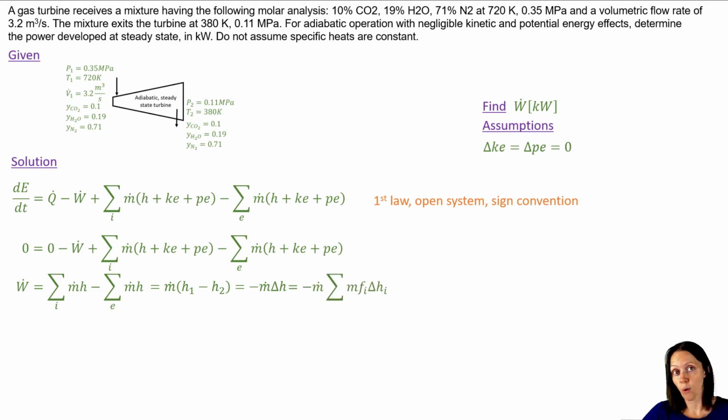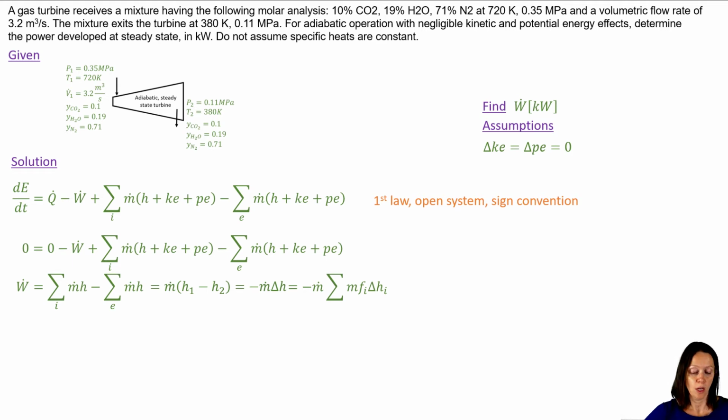If I look at my equation sheet, I've got a delta h equation for the mixture, and it's the sum of the mass fractions of each component times delta h of each component. Now if you look at the tables that are available to you, you'll notice that you don't have tables of h values for CO2, H2O, and nitrogen. Well, you have them for H2O, but you don't have them for CO2 and nitrogen.